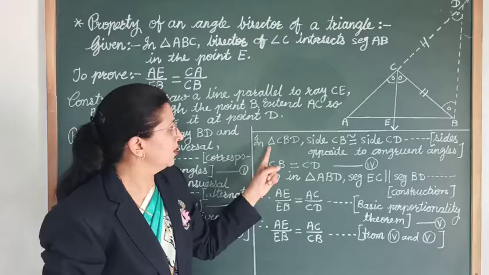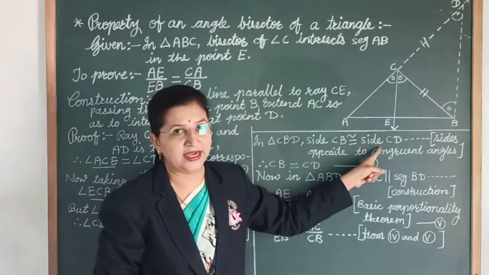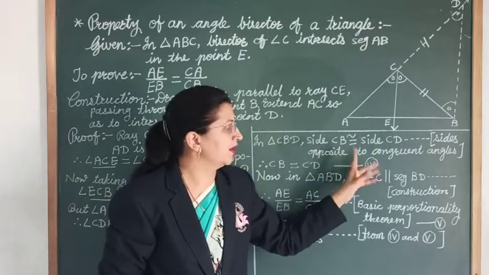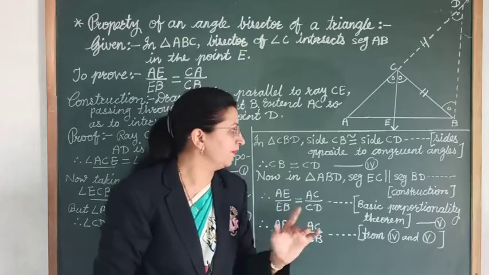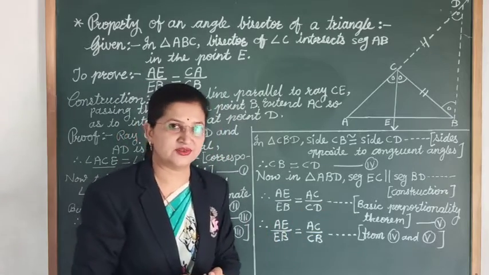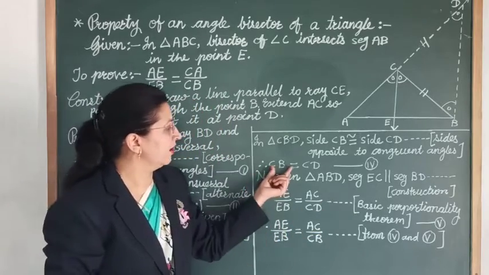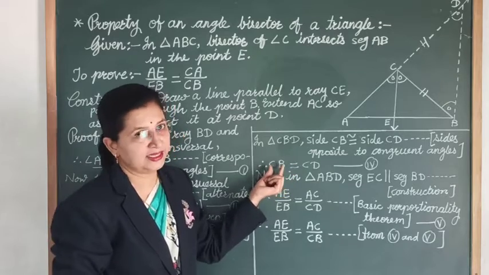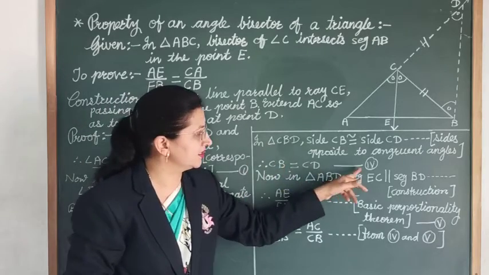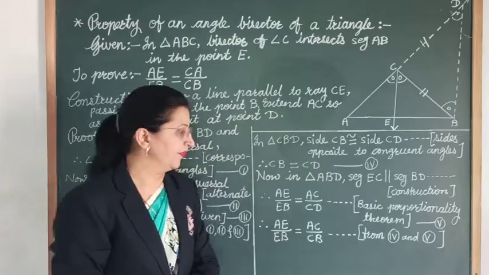So let's write down. Here side BC is congruent to side CD, that is, the side opposite to the congruent angles. Or you may say converse of isosceles triangle theorem. So here we can say that CB is equal to CD. Let's give it as statement number 4.